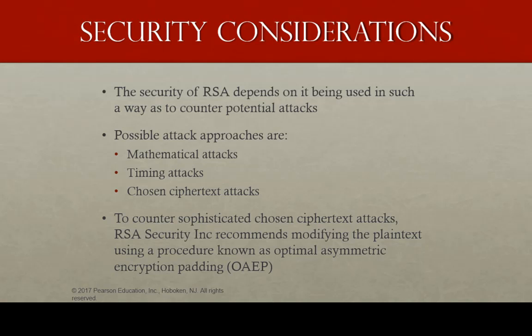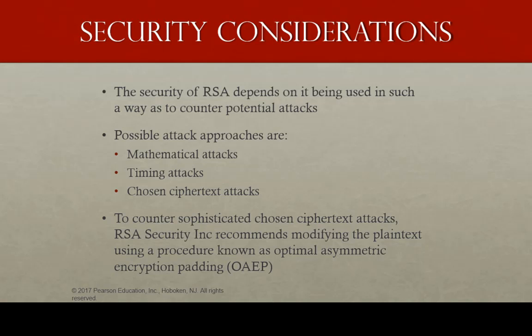There are also chosen ciphertext attacks. This type of attack exploits properties of the RSA algorithm by selecting blocks of data that, when processed using the target's private key, yield information needed for cryptanalysis. These attacks can be thwarted by suitable padding of the plaintext.